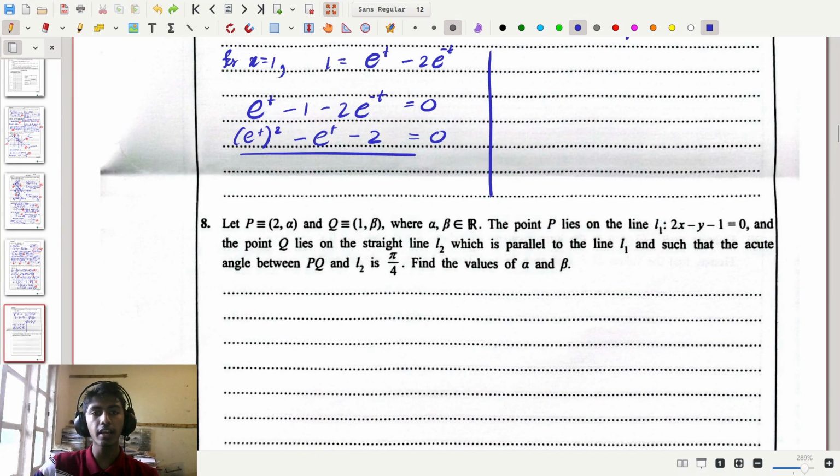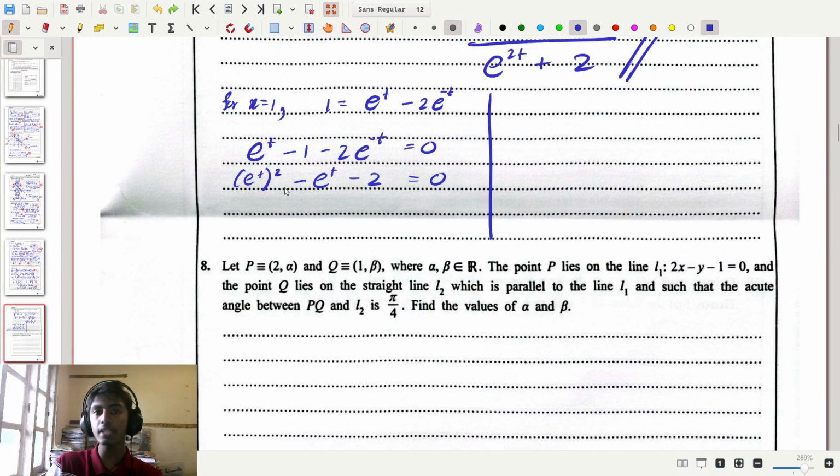Note that this thing right here is a quadratic equation in terms of e to the power of t. And note that if we factorize it, we can get the two factors e to the power of t plus 1 and e to the power of t minus 2. You can see if you expand this factorization, it does in fact give you this thing here. So now this is equal to 0, and this gives us two solutions for e to the power of t.